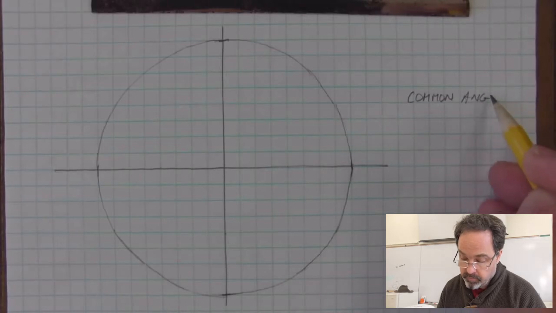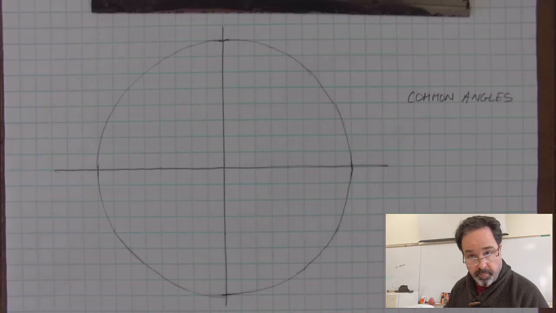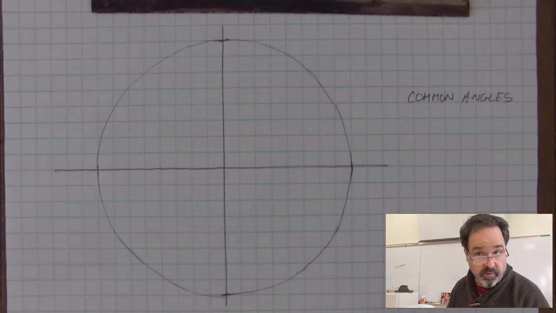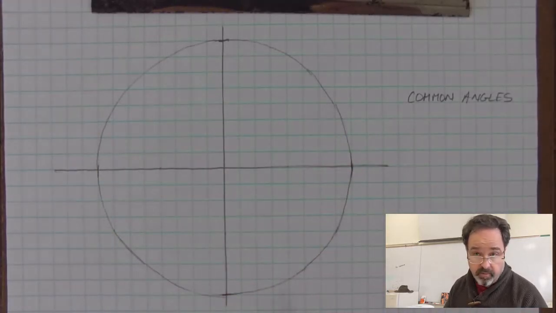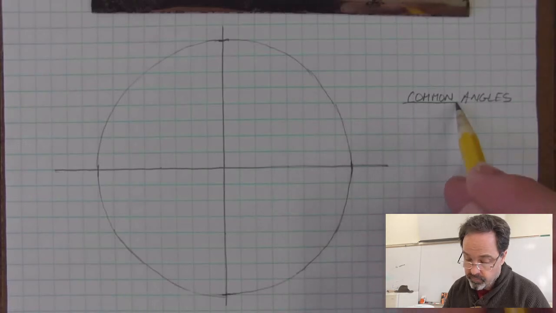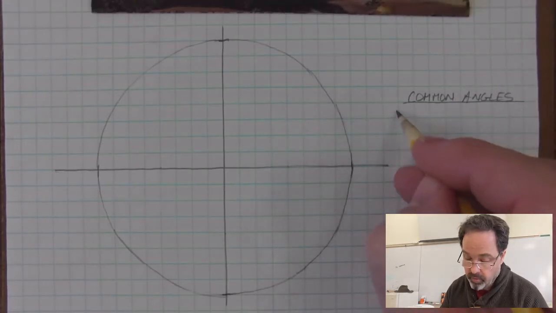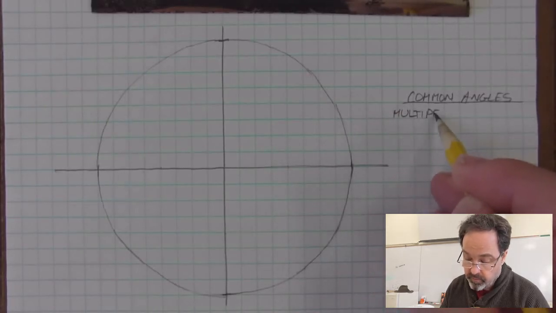are multiples of 90 degrees or pi over 2 radians, 45 degrees, pi over 4 radians, and multiples of 30 degrees or pi over 6 radians. I'm going to sketch a diagram and label all of those common angles. The first ones that we're going to put in our diagram are the most common and useful, those that are multiples of 90 degrees.